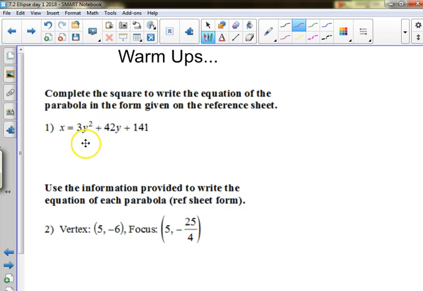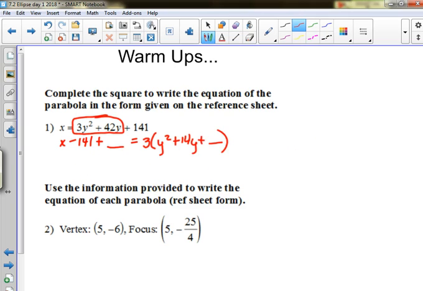Now, the one I put up here has y's, not x's that are squared, okay? So we're going to move the 141 over to the other side. And then what do we want to do with those 2 y terms? Yes, take out a 3. Good job. That'll leave y squared plus 14y plus blank.